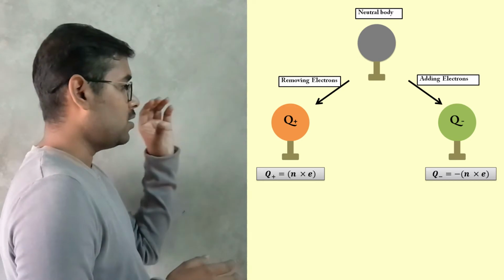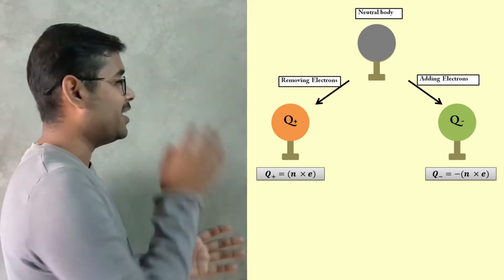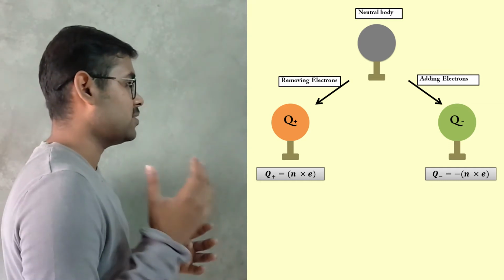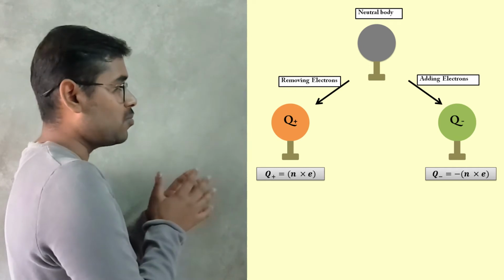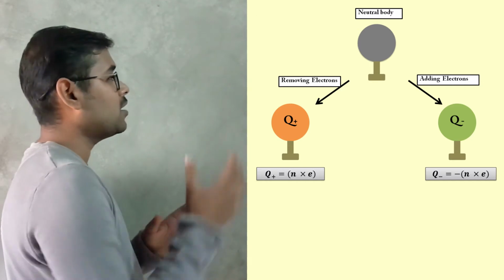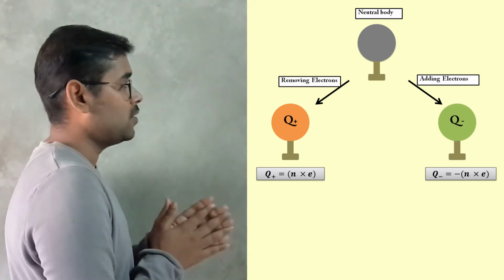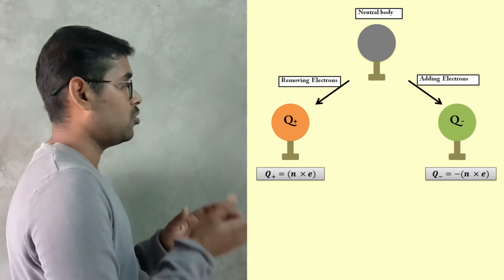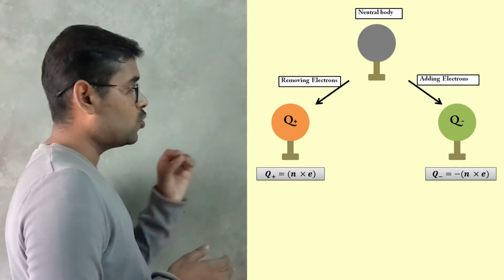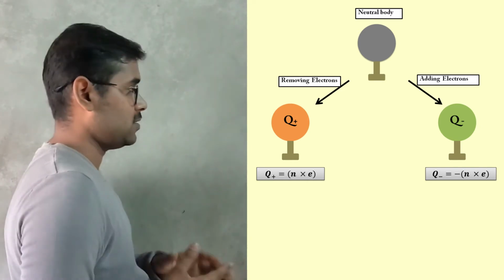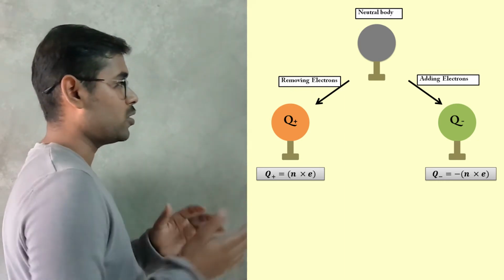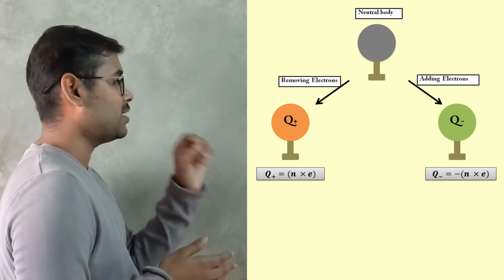Here n is the number of protons which are more in number, and E is the basic unit of charge, which is equal to 1.6 × 10^-19 coulomb. So net charge on the body will be positive when we remove some electrons from that body. And similarly, when we add extra electrons to the body, the net charge on the body will be negative, because charge on electron is negative. And the total charge Q will be equal to -ne in that case. So here the body will have n extra electrons compared to the protons. So charge on that body will be equal to -nE.